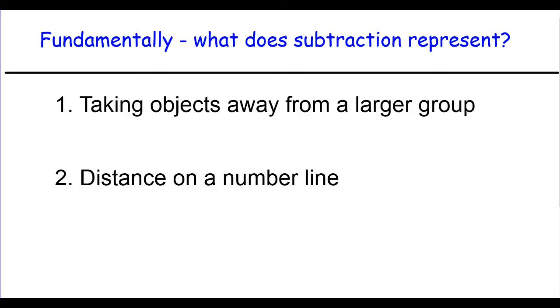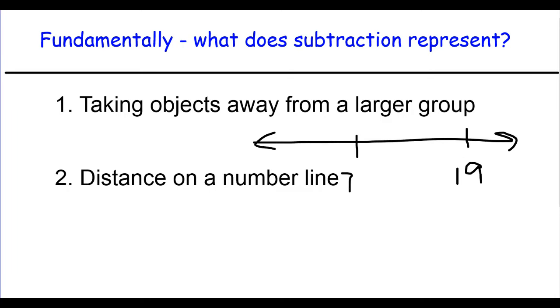Another way that you might have heard about it is as distance on a number line. The difference between, say, 19 and 15 is equal to the distance that they are away from each other on the number line. In that case, 19 minus 15 is 4, and they're a distance of 4 away on a number line.